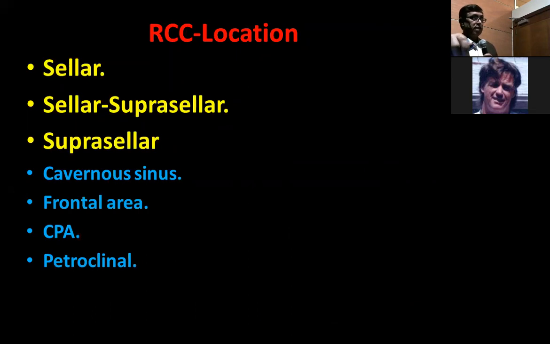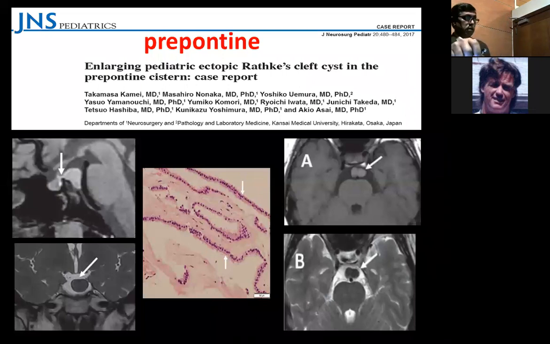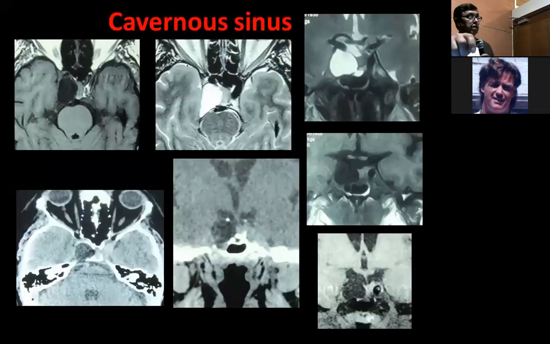Are there any other sites? Yes, it can go to the cavernous sinus. It can go to the frontal area, it can go to the cerebellopontine angle, it can go to the petroclival area. This is one case reported where the cyst is prepontine. And this is one case of mine where the cyst is totally within the cavernous sinus.